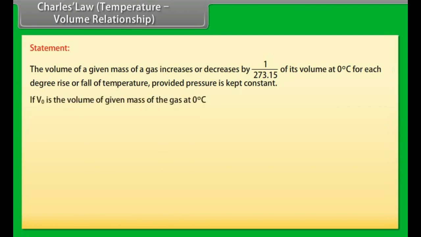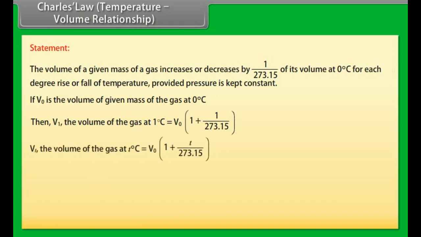If V0 is the volume of a given mass of a gas at 0 degrees Celsius, then V1, the volume of a gas at 1 degree Celsius is equal to V0 into 1 plus 1 by 273.15. Vt, the volume of gas at T degrees Celsius is equal to V0 into 1 plus T by 273.15.